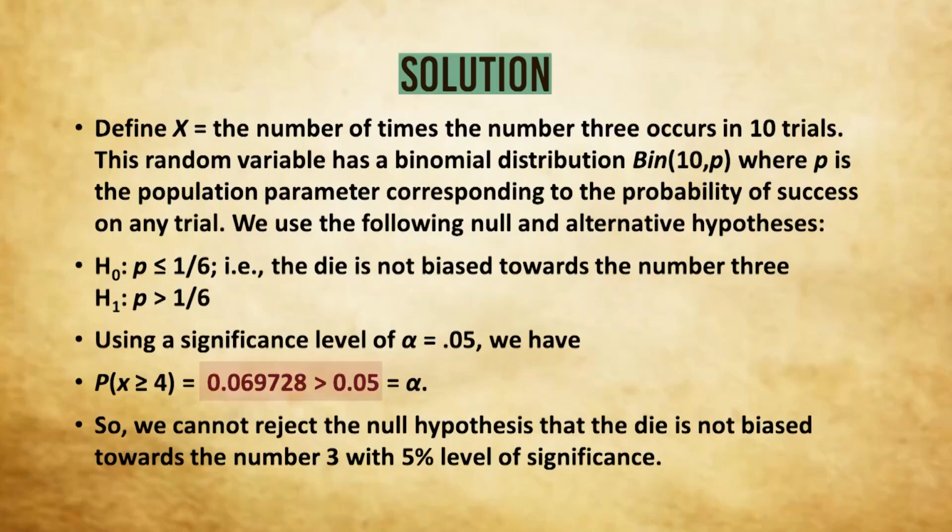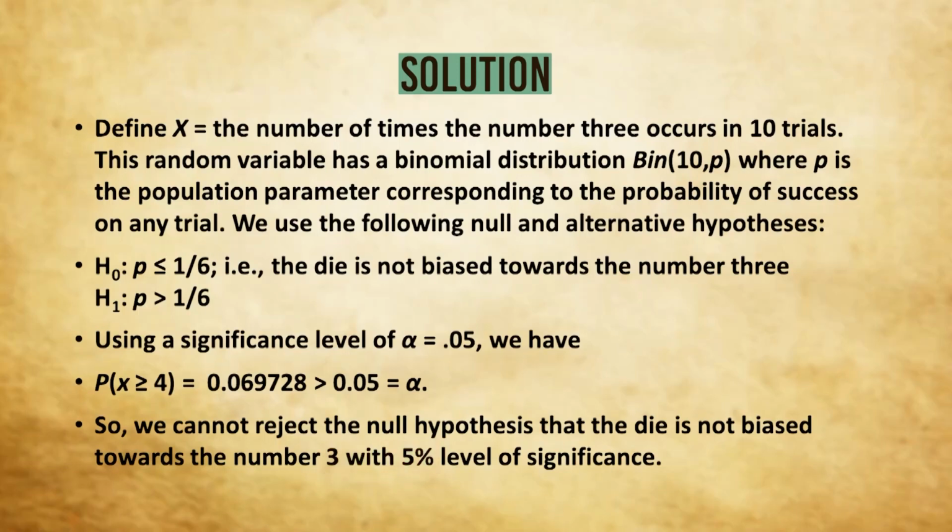0.069728, something like this. And this is greater than 0.05, which is nothing but our level of significance. So here again, we cannot reject the null hypothesis and we cannot say that the die is biased in favor of 3 at 5% level of significance.